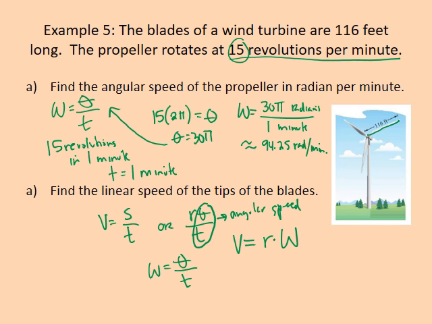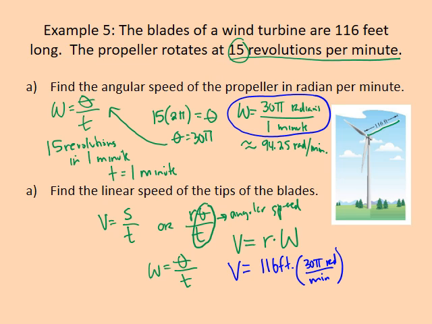Anytime you do a problem, you should always go back to the exact answer. So our angular speed, the exact answer, was 30 pi radians per minute. So we're going to take the radius, which is 116 feet, and we're going to multiply it by the angular speed, which is 30 pi radians per minute. And when we multiply that out using our calculator, we get 10,932.7 feet per minute.